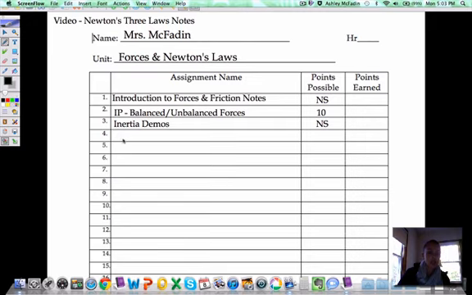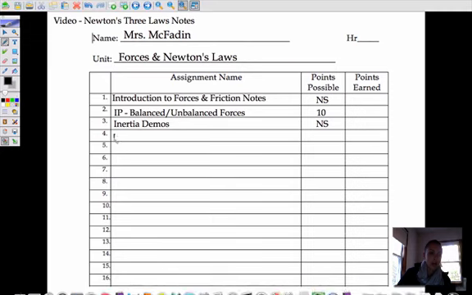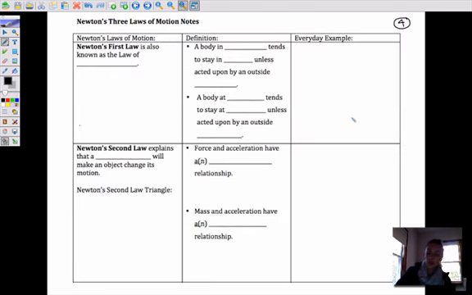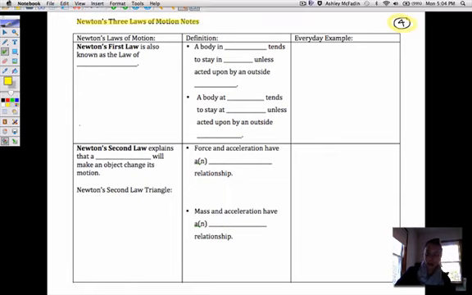So the first thing I need you to do is take out your gold unit organizer, and in slot 4, you're going to write Newton's three laws notes. And as usual, note sheets are no score. So you were given a note sheet that looks like this. It's labeled Newton's three laws of motion, and it's going to be number 4 in your binder.